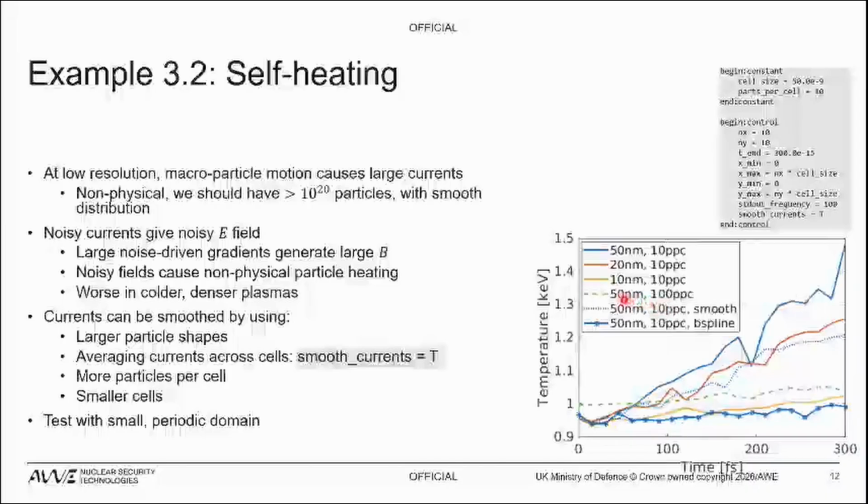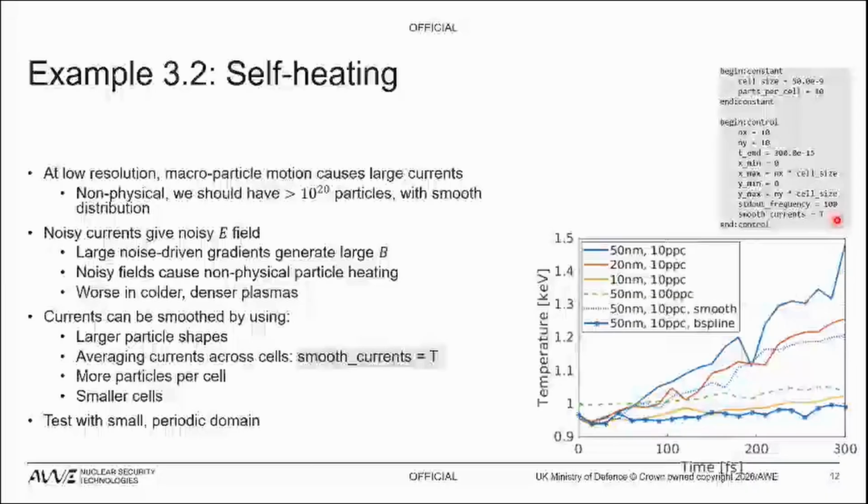And when we keep 50 nanometer and go to 100 particles per cell, again, you see a much better heating profile than you do with these runaway ones up here. Two final tricks which you can use are current smoothing. So the control block has this smooth currents variable which you can set to true. Very useful for solid density simulations.